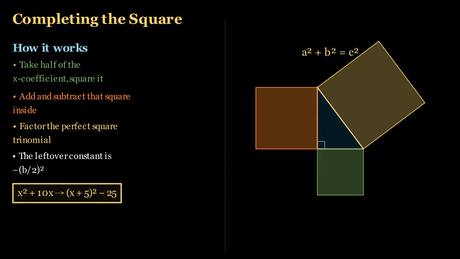Let's use this to find the minimum value of the quadratic x² - 8x + 20. First, focus on the x terms, x² - 8x. Take half of the coefficient of x, which is -8. Half of that is -4. Square it to get 16. Now add and subtract this 16 inside the expression. So we have x² - 8x + 16, then - 16, and finally the original + 20.